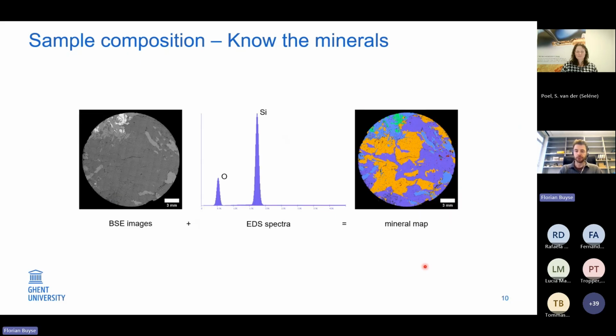In my case, I use mostly SEM-EDS since we can not only know the composition, but also map the minerals to later link them directly with the CT scans. This is a combination of imaging, backscattered images, together with spectra taken over these images to create these mineral maps and directly have some input for the identification with CT as well.